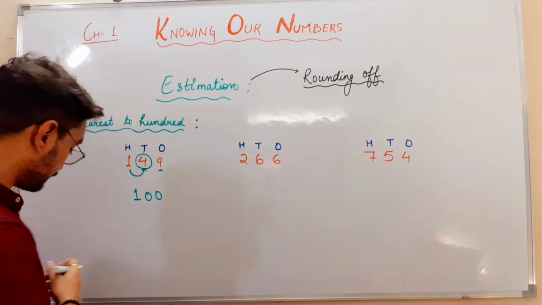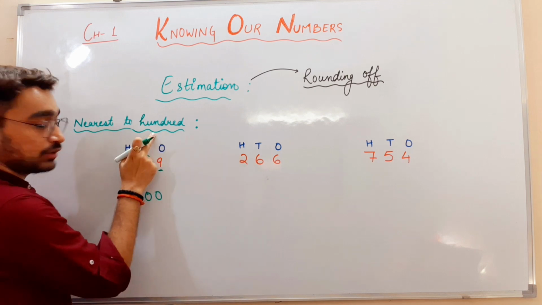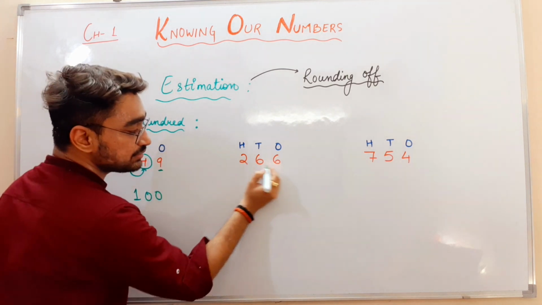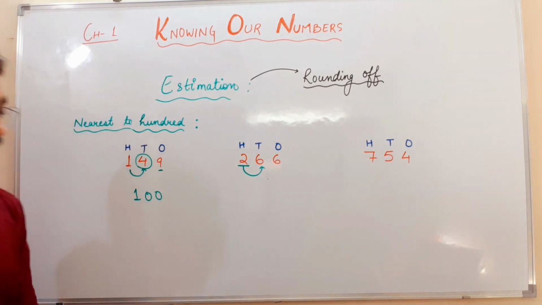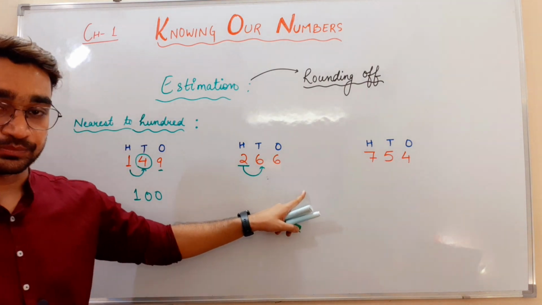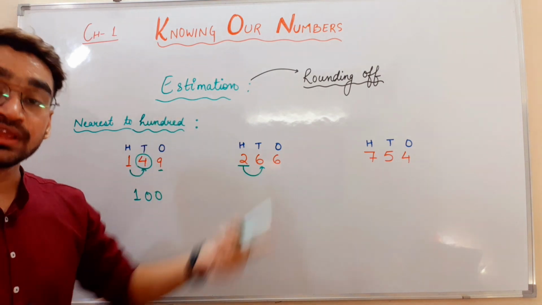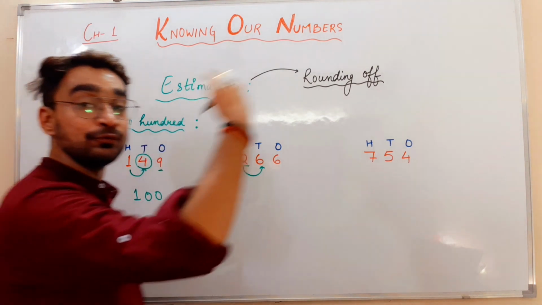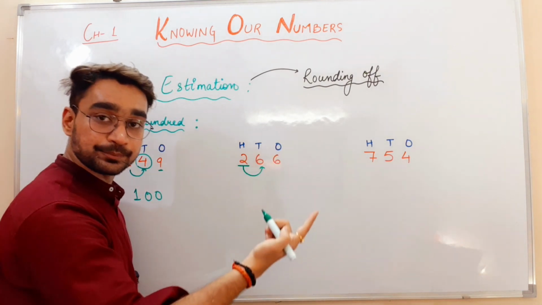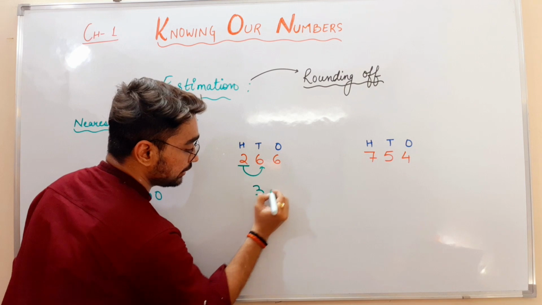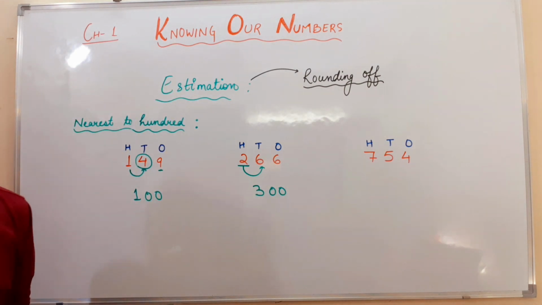Again I want to round off to 100. So ones, tens, 100 means I have to look at this 6. If the number at tens position is more than 5, I have to move forward to the next 100. That is, after 200, what is coming? Next 100 is 300.